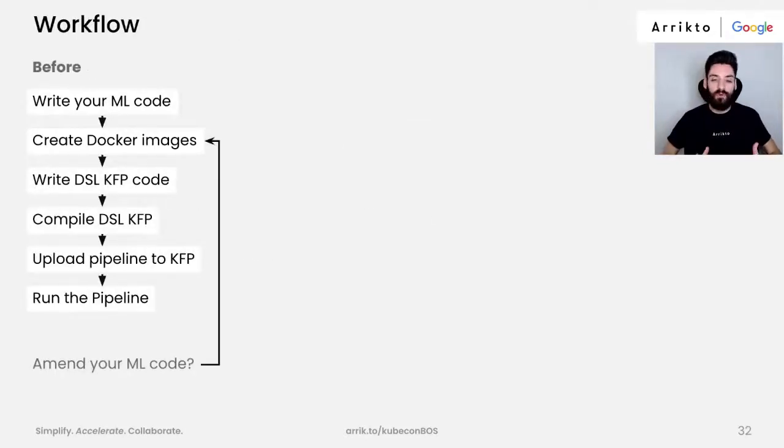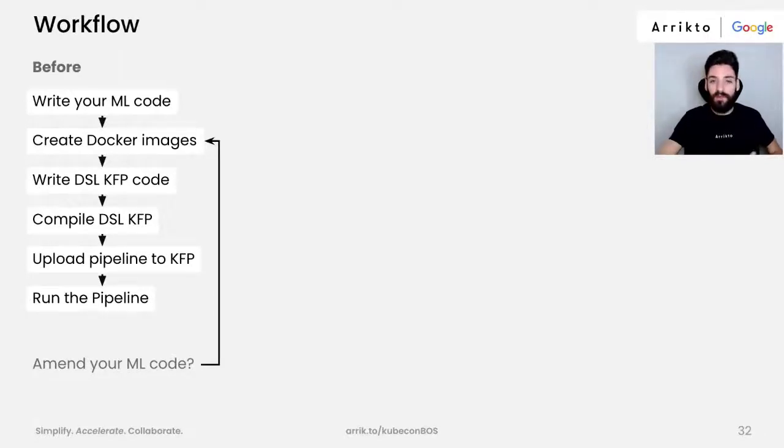Let's look at how the workflow changes when you use Kale and Rok. Before that, what you would need to do to create a Kubeflow pipeline is to write your machine learning code, maybe you test it locally, and then you would need to write some specific DSL code to construct and define the pipeline, and then build Docker images to package your code and all of your dependencies, and then build and upload the pipeline. Once you run it, if you bump into any bug or if you want to amend your code in any way, you would need to go all the way back to building new Docker images and then to redeploy the pipeline.